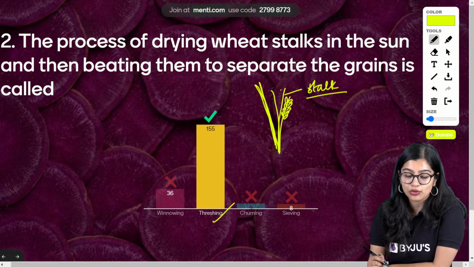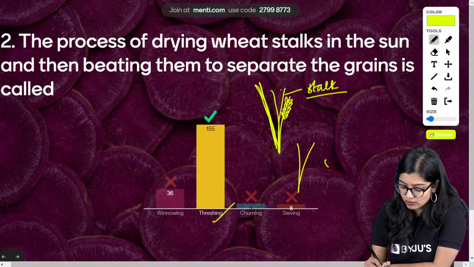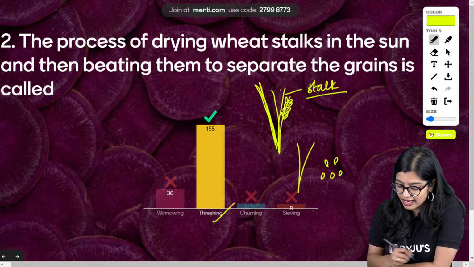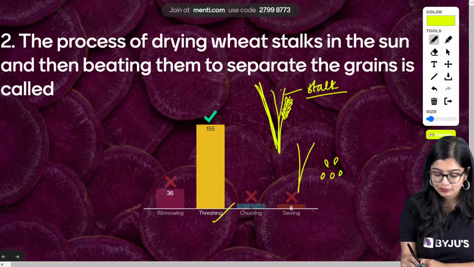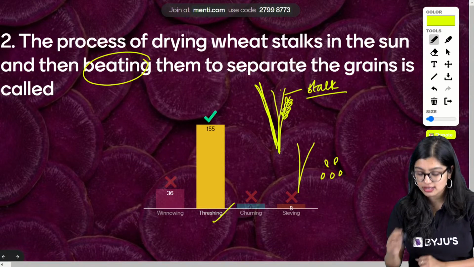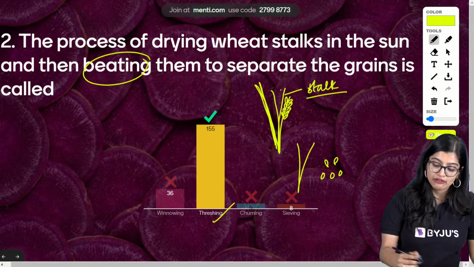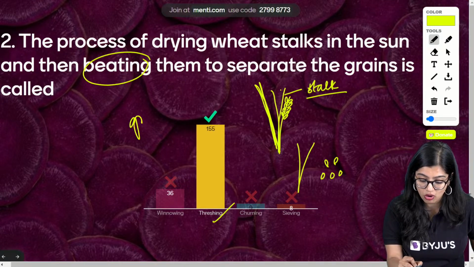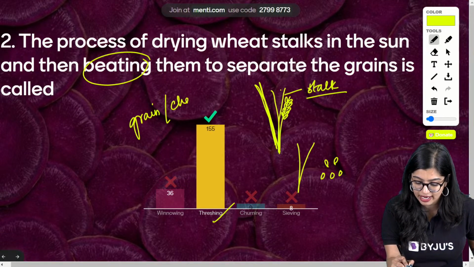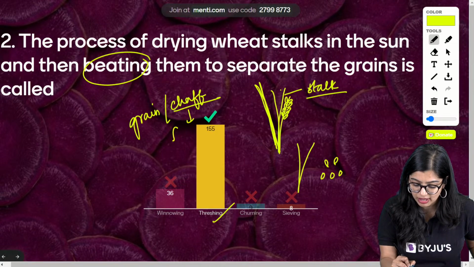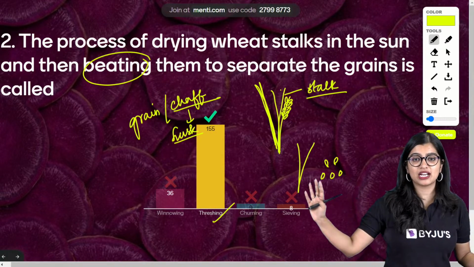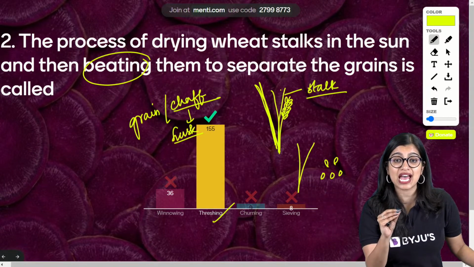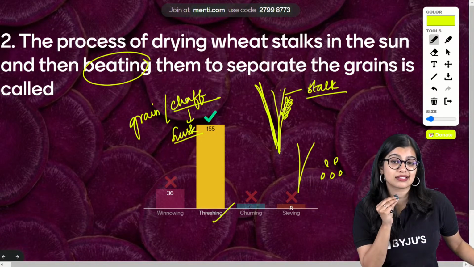Now what do you need to do? You need this stalk and these grains to be separate. So how will I separate? I will beat them. So whenever you hear the term beat, think of threshing. Winnowing, we know, is separation of grain and chaff. What is chaff? It is nothing but the husk of the grain, that outer dry covering. Chaff is nothing but the dry husk that is there.